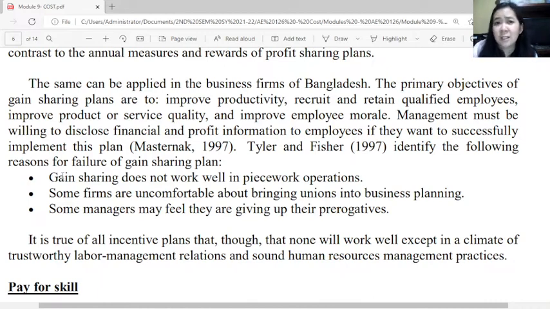This is based on research that was conducted there. The primary objectives of gain sharing plans are the following. It improves productivity, recruits and retains qualified employees, just like the first two plans. It will also improve product or service quality and employee morale. Management must be willing to disclose their financial and profit information to their employees if they want to be successful in implementing this plan.